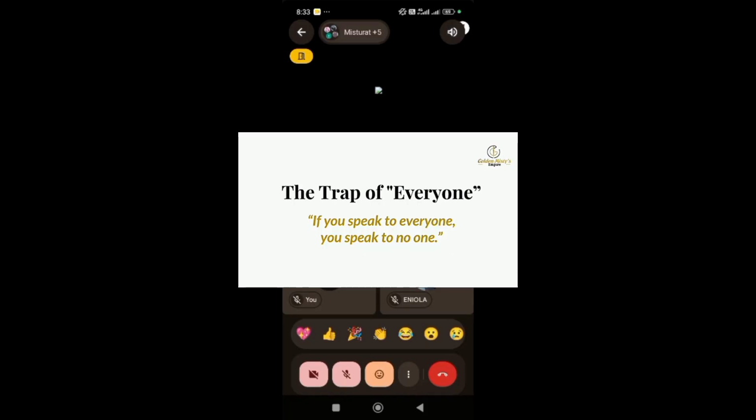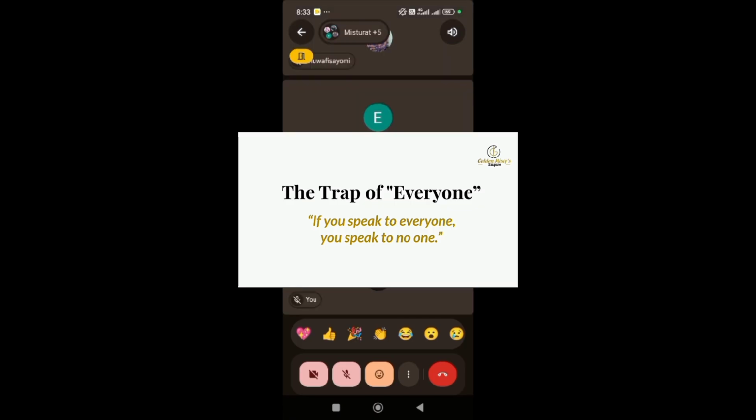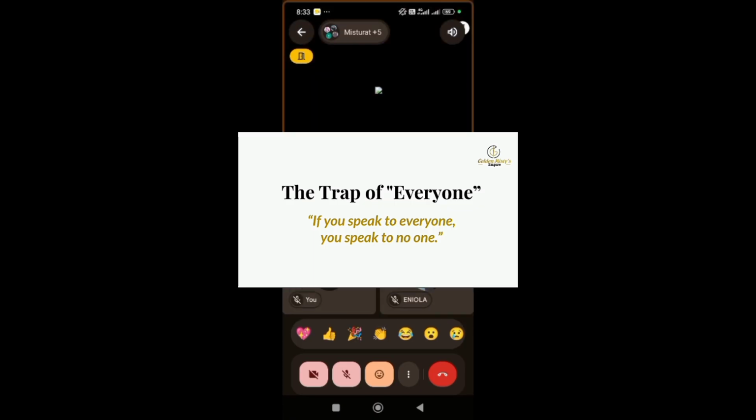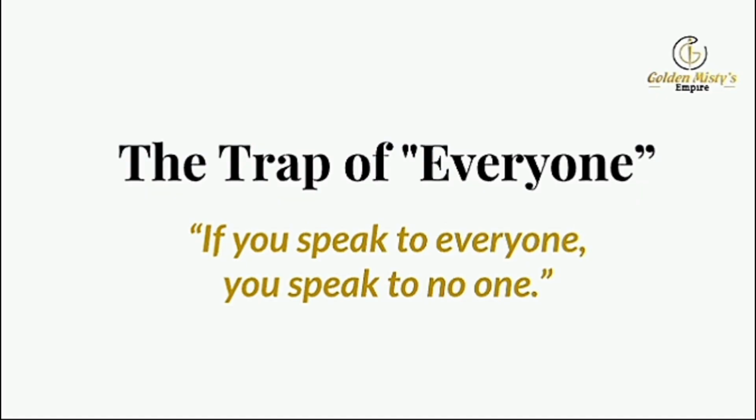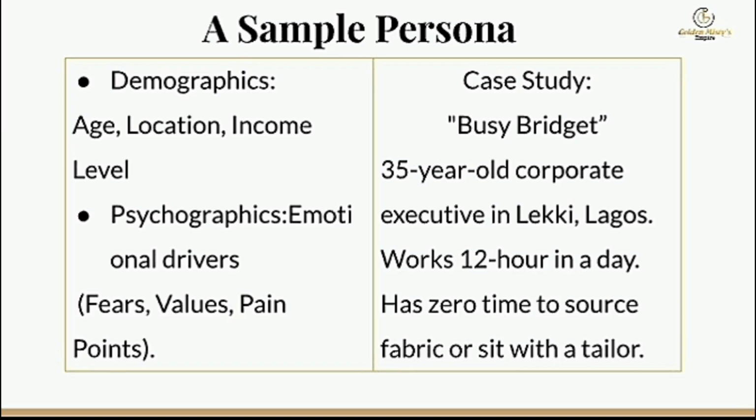The biggest mistake I see fashion designers, models, and even creatives make is trying to speak to everyone. If you speak to everyone, you speak to no one. You need to segment your market. You need to know the exact people you sell to. So how do you segment your market? You do that by looking at two things: your audience's demographics and their psychographics.